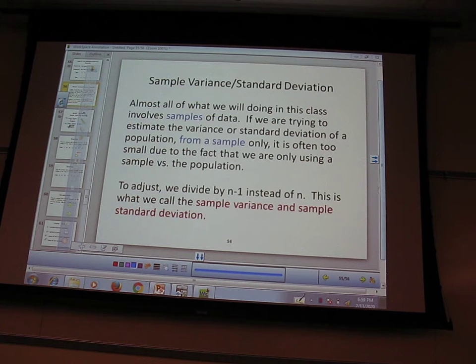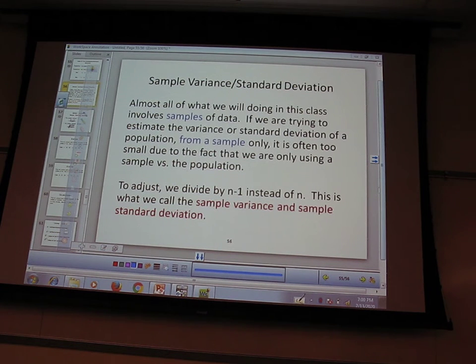So that's why when n gets really big, dividing by n minus 1 makes almost no difference at all. But when your sample size is small, like 5 or 6, when you're likely to be off by a fair amount, then it makes a pretty large difference.